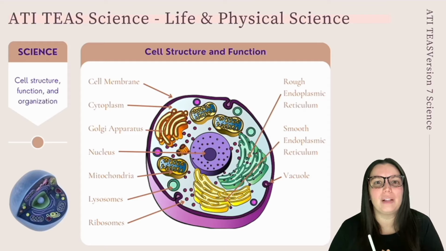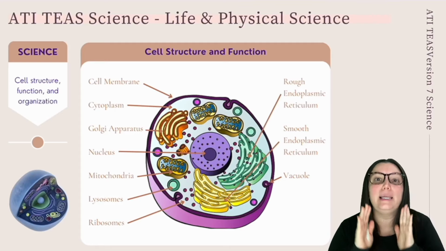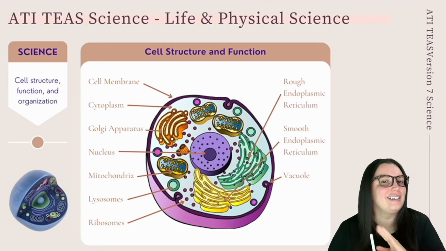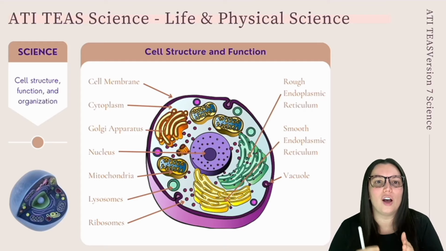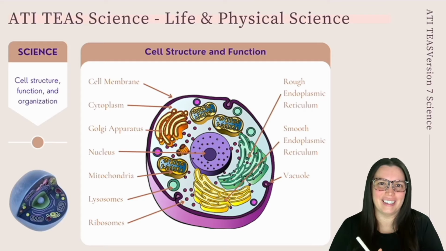The smooth endoplasmic reticulum is the organelle that helps with the packaging and transporting of molecules, specifically lipids, within the cell, and it does not contain any ribosomes. It's also involved in carbohydrate metabolism, and it activates toxins along with harmful metabolic products.